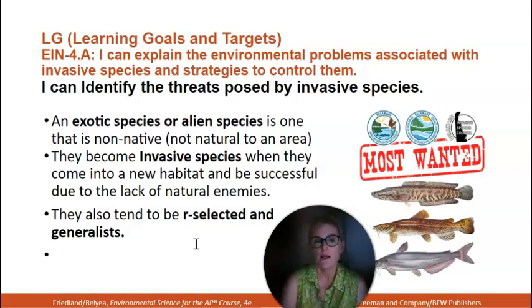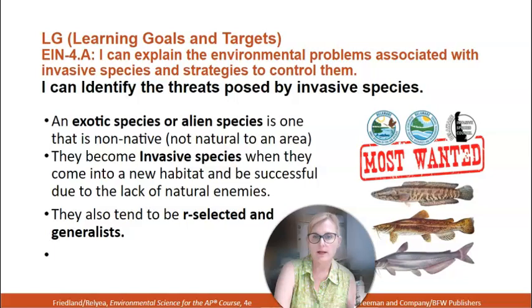These species tend to be R-selected and generalist. Now, R-selected is something we learn in Unit 3. That means they produce a lot of offspring, and they don't particularly always care for their offspring. That's R-selected. And then a reminder that a generalist is one that can live in a variety of habitats and can eat a variety of food.